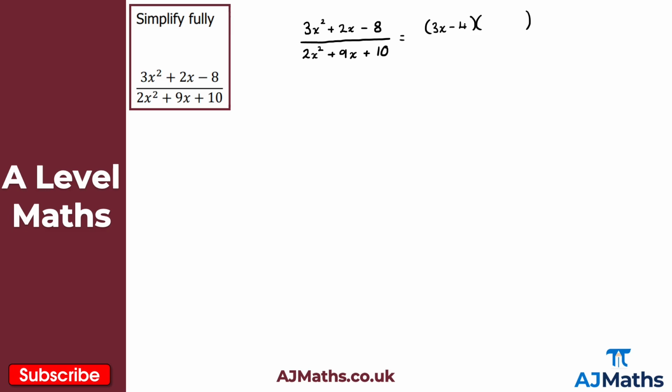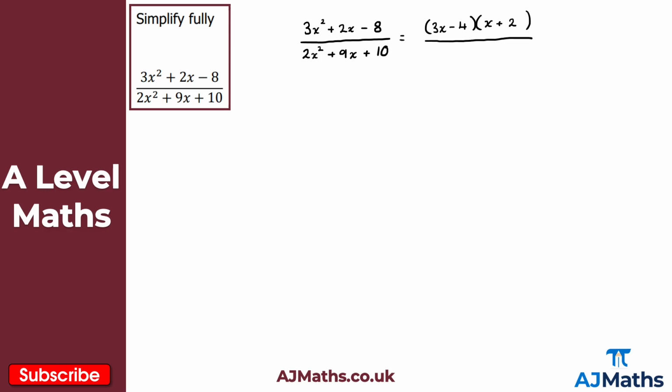So 3x minus 4 there. And then this bracket here, I'm going to get x plus 2, like so. Now, again, just like we saw for the previous question here, I know in the denominator I'm going to either get a 3x minus 4 or an x plus 2, because I need to get one of those to be able to actually simplify the algebraic fraction.